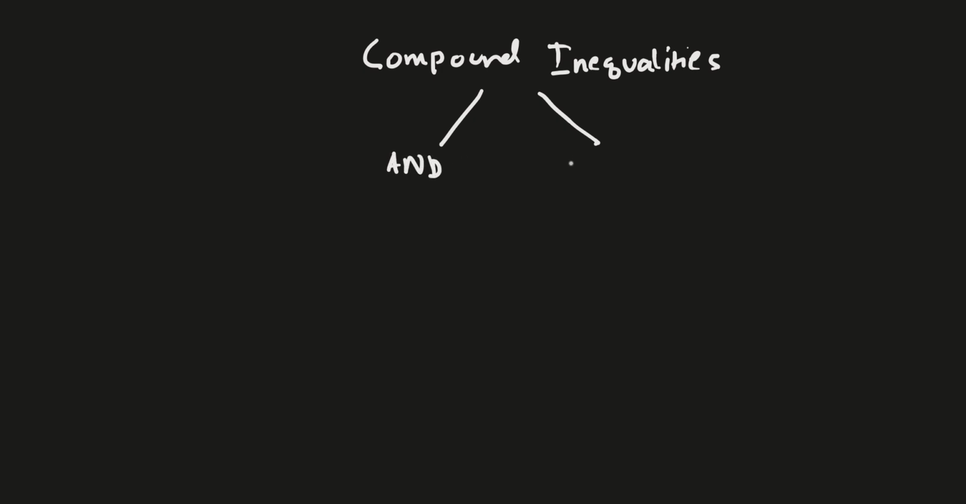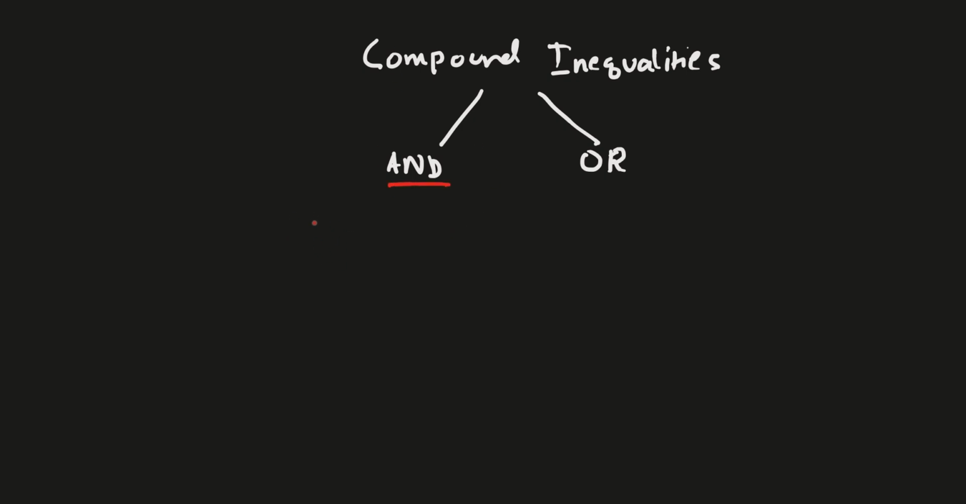So let me write this here. Compound inequalities. And we have two options here when we think about compound inequalities. You have the "and" keyword and the "or" keyword. Okay, so let's try to understand these here. Let's look at the "and" first.